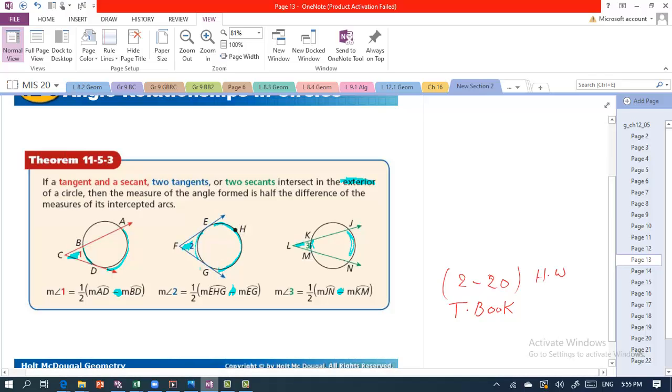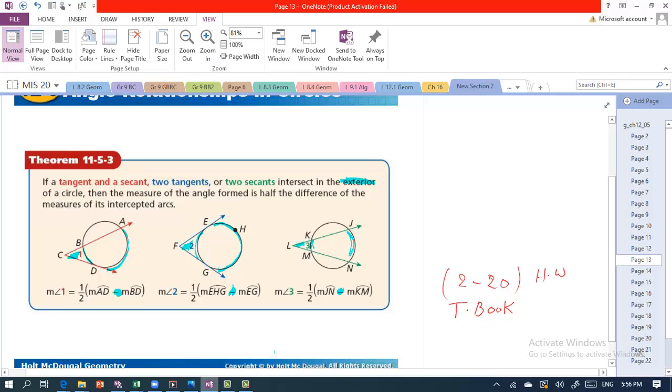EHG, the big arc, the small one is EG. So EHG minus EG, half of that is equal to the measure of angle two. And measure of angle three is the difference of the subtraction between the big arc JN minus the small arc KN, half of them is equal to angle three.